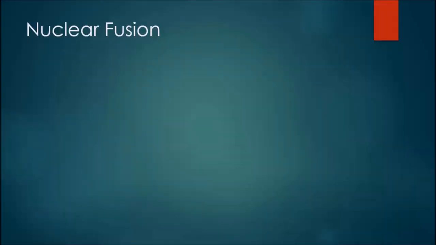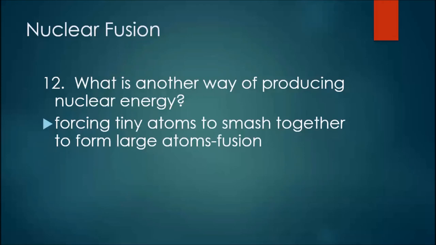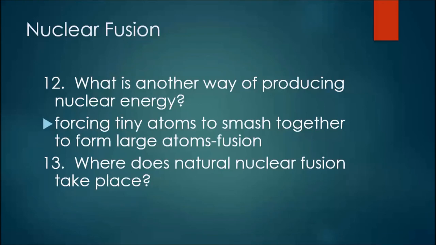All right, so let's focus on nuclear fusion. The opposite, where nuclear fission, you have a large atom being split into smaller ones. In nuclear fusion, you have two smaller ones being fused together to form a larger one. So what is another way of producing nuclear energy? Forcing tiny atoms to smash together to form large atoms. Fusion. Where does this naturally take place? It takes place in the sun. Fusion energy in the sun is how we get the heat and light that fuels our planet.